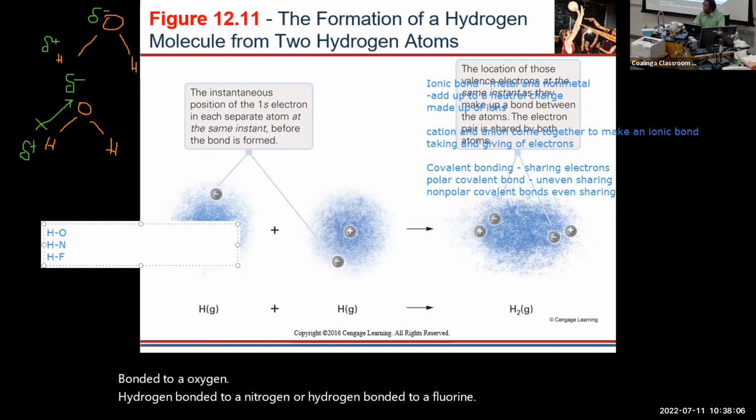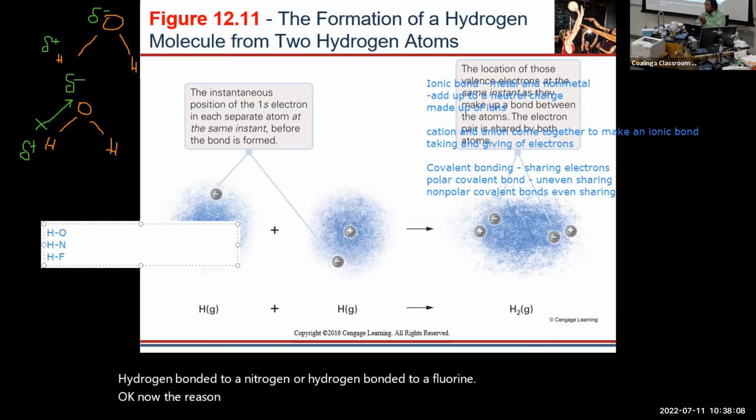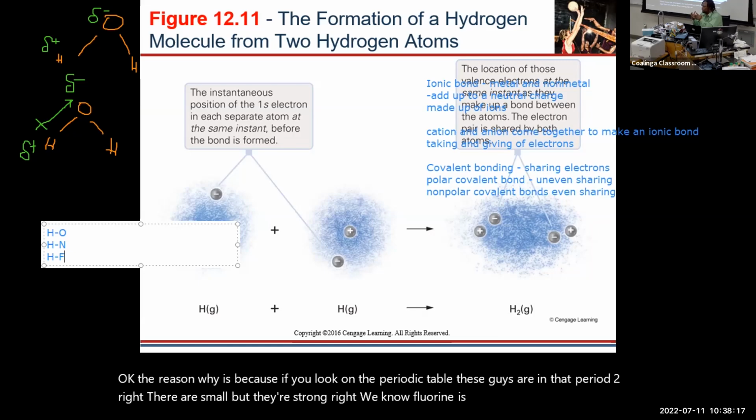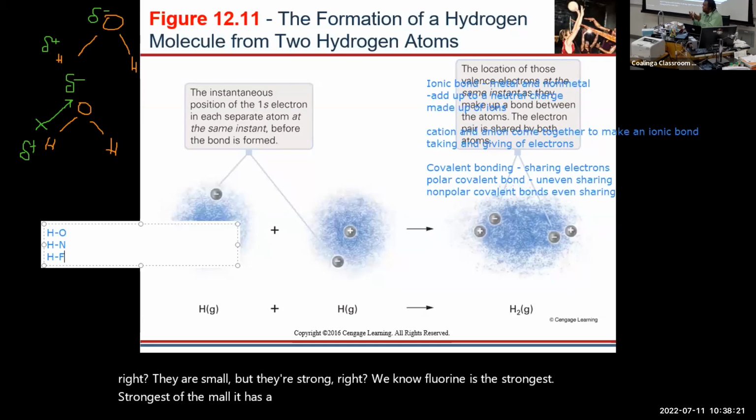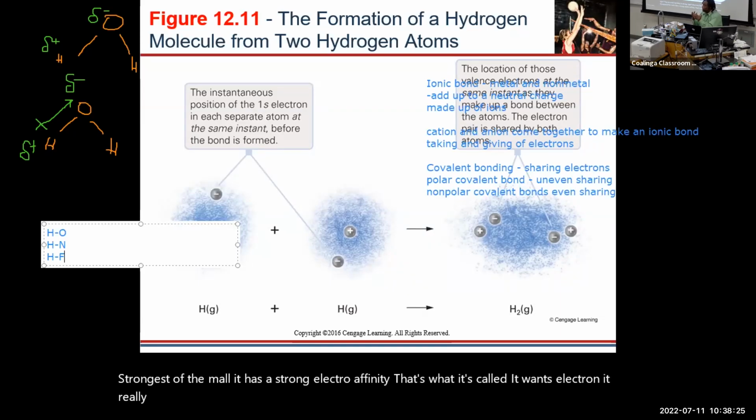Now the reason why is because if you look on the periodic table, these guys are in period 2, right? They're small, but they're strong. Fluorine is the strongest of them all. It has a strong electron affinity. That's what it's called. It wants an electron. It really wants an electron. So because of that, it's going to be pulling that electron from that hydrogen.